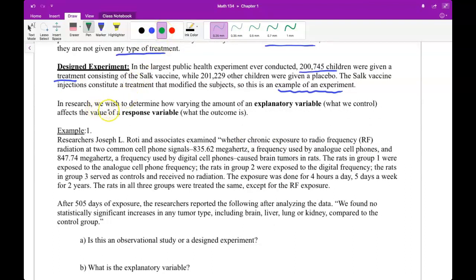Now in research, we wish to determine how varying the amount of an explanatory variable, in other words what we control, affects the value of the conclusion, or the response variable, so what the outcome is.